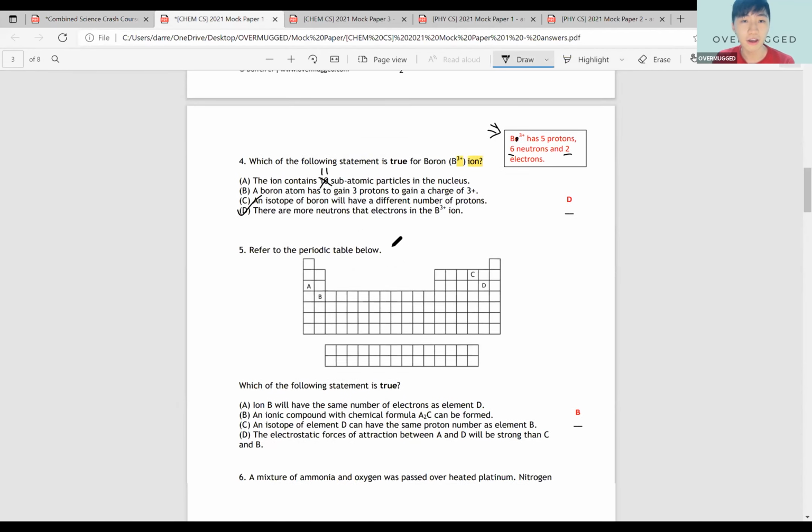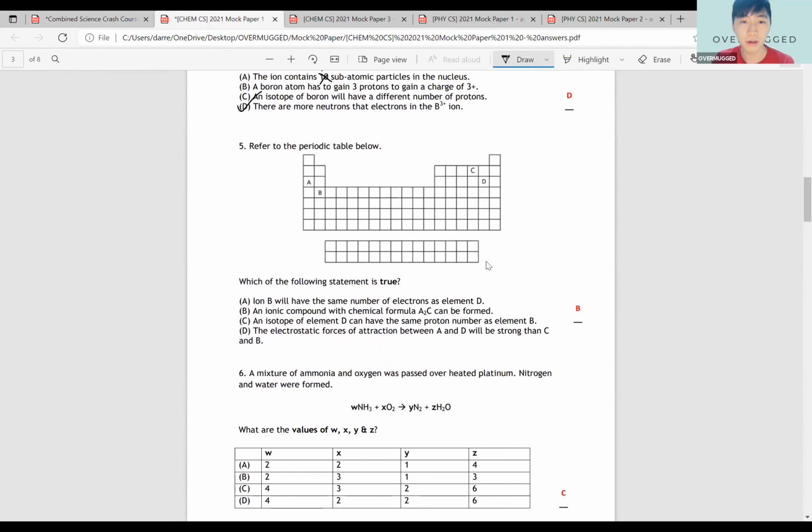Now, question 5, this is a periodic table. Which statement is true? The reason why B is true is because we need to know that ionic compounds form between a metal and a non-metal. So A is a metal and C is a non-metal. So ionic compound, yes. A is in group 1 while C is in group 6. So when they bond, they would form a compound A to C.